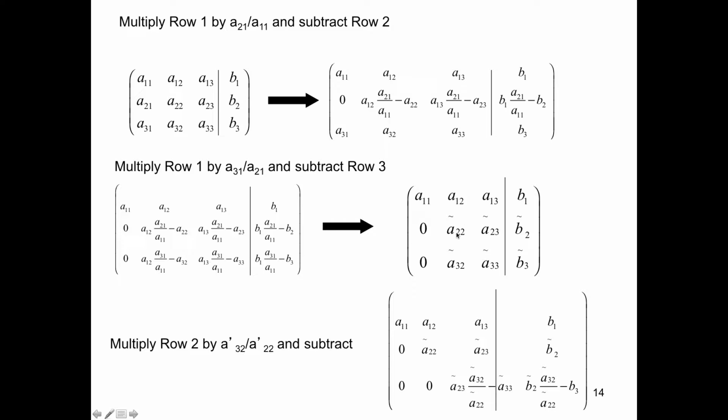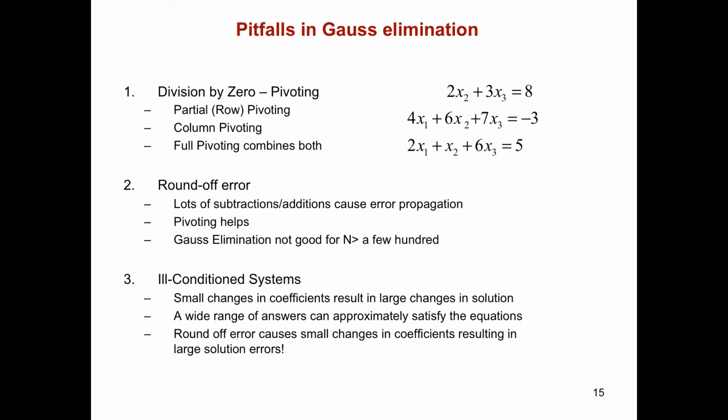Then I have these new, slightly modified coefficients, which I'm now calling A22 tilde, A23 tilde, A32 tilde, and A33 tilde. I now multiply the second row by an appropriate coefficient and subtract it from the third one, and then I will get a 0 here. This is something that can be programmed, and we will get to the programming of this procedure next week. There are some pitfalls that I have to be aware of.